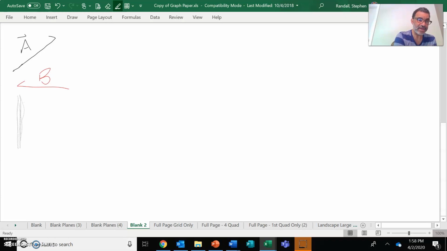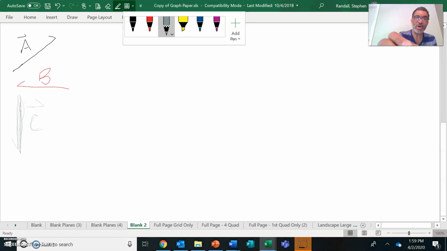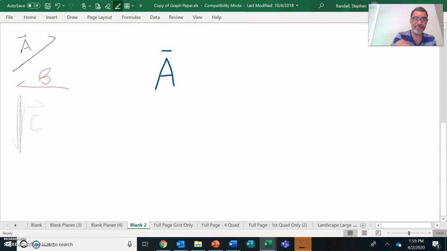I don't know if I like that, but that's okay. That's vector C. It looks like a pencil. That's neat. Okay, so I want to find out what would the resultant be if I took vector A and added it to vector C. Would that result be a vector that looks like this?